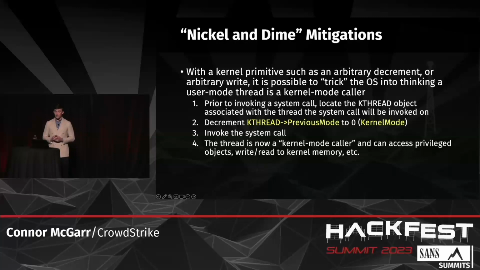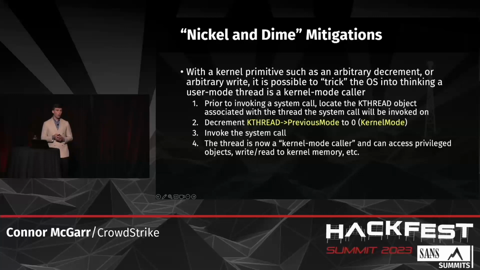What you can actually do as an attacker, and it's well documented and fairly old, is with a kernel primitive, you can locate your own KTHREAD object or any arbitrary KTHREAD object using either a memory leak, some kernel address space layout randomization bypass, or calling NtQuerySystemInformation, which we mentioned earlier. Once you get that, previous mode is located at a fixed offset in that structure. By default, we're user mode clients, so our previous mode is set to user mode. You can decrement it to kernel mode, and then you dispatch a system call.